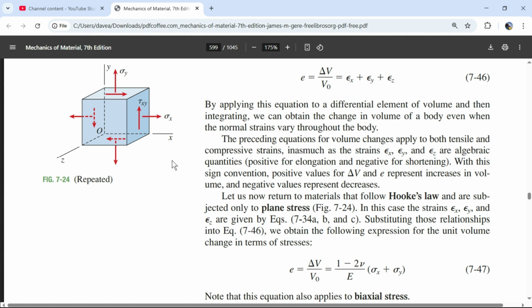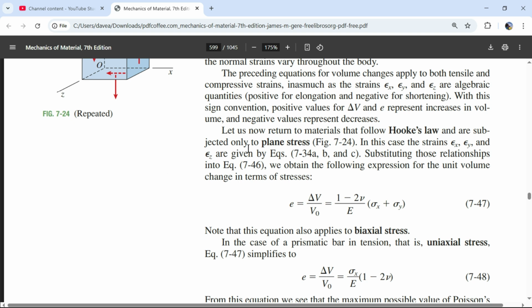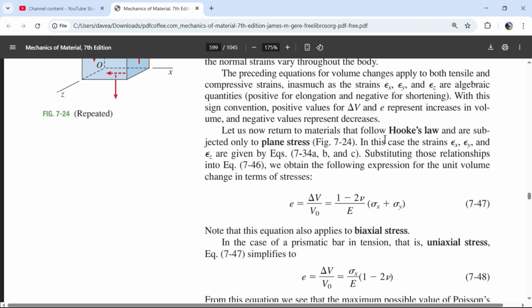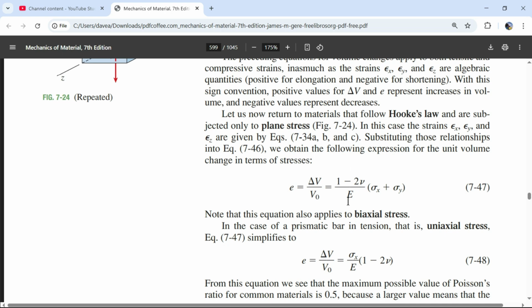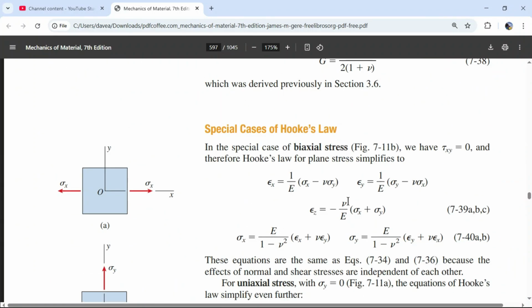Okay, so we have this figure. In this case, the strains in the x, y, and z direction are given by the equations that we probably talked about earlier, substituting those relationships into equation 746. So we had an equation. We have three different things here: plane stress, stress in the x, stress in the y, and a shear. Let's see how we're going to get those in terms of strain in the x, strain in the y, strain in the z. Because it's just going to pop out like that, this is where you want to go back and ask, does that make sense?